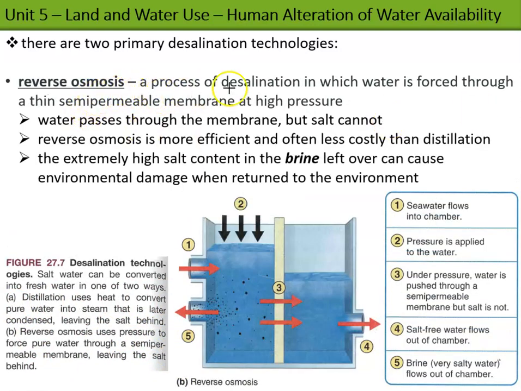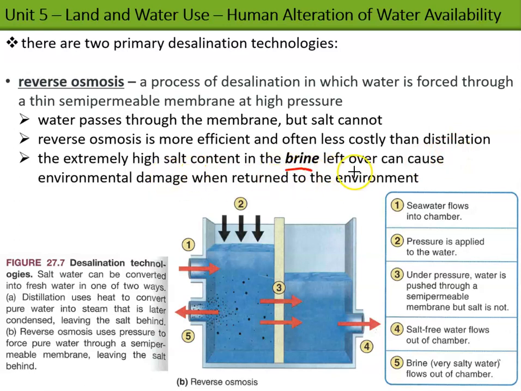The other technique is a newer technique called reverse osmosis. This is a process of desalination where water is forced through a thin semi-permeable membrane at a high pressure. Basically, water passes through the membrane, but salt cannot. So you have a very, very tiny membrane because salt is very small. Reverse osmosis is more efficient and often less costly than distillation. But it still produces brine.